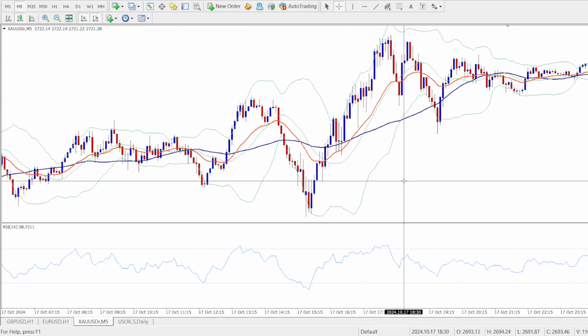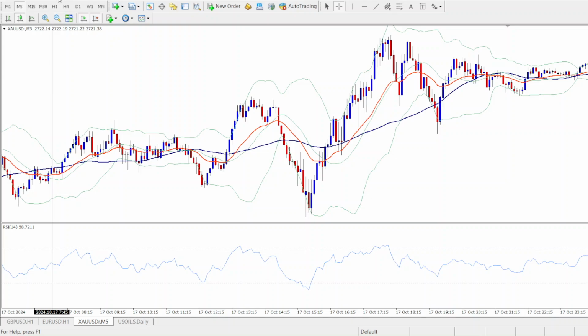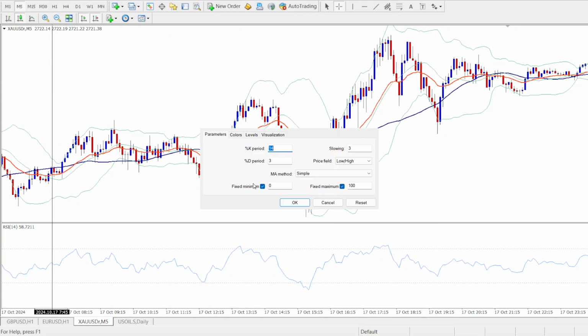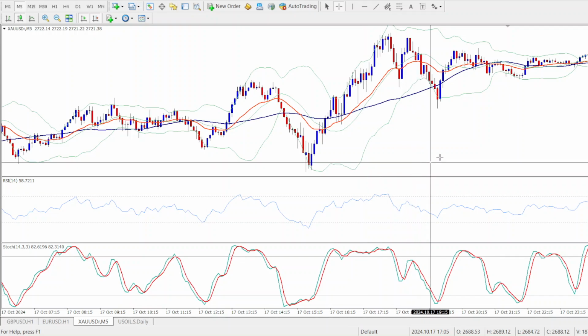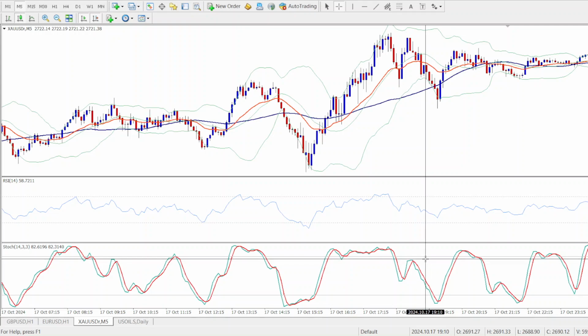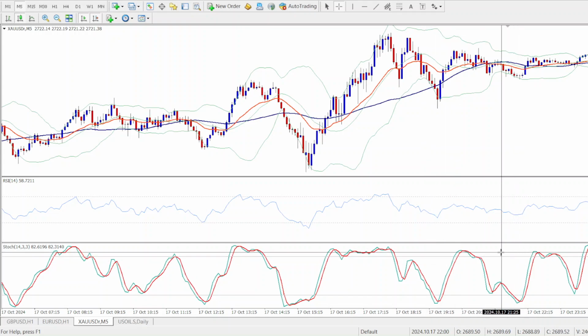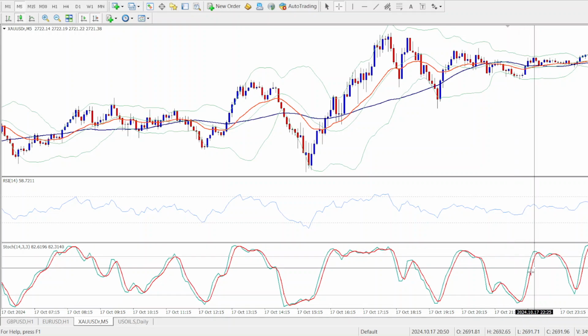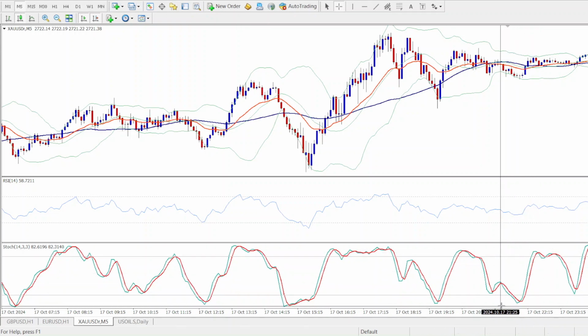Okay. Now, another indicator we are going to be considering is the stochastic oscillator. The stochastic oscillator is another important indicator. This is a momentum indicator that compares a particular closing price to a range of prices over a certain period. Now, values above 80 are considered overbought, while those below 20 are considered oversold.